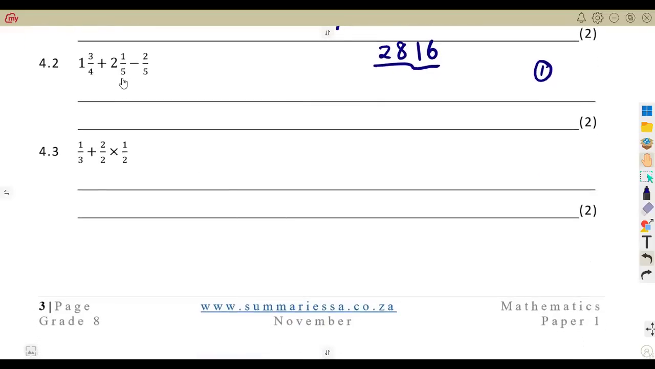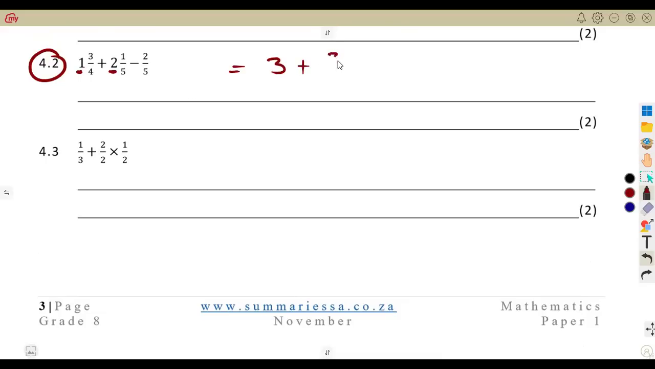Again, simplify this. You can consider the whole numbers on their own. Remember the simplification of the fraction. This is 1 and 2. You add 1 plus 2. That was going to give you a 3. Then you consider the fractions separately. This is 3 over 4 plus 1 over 5 minus 2 over 5. So we are going to have 3. So what are you going to have from these fractions separate?